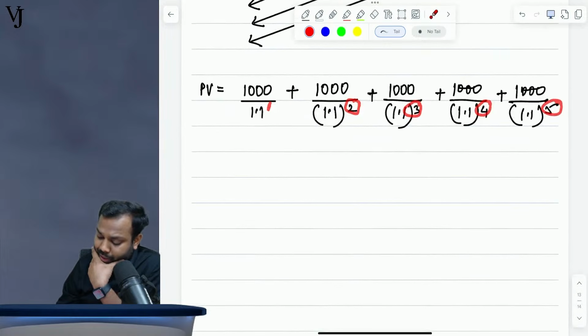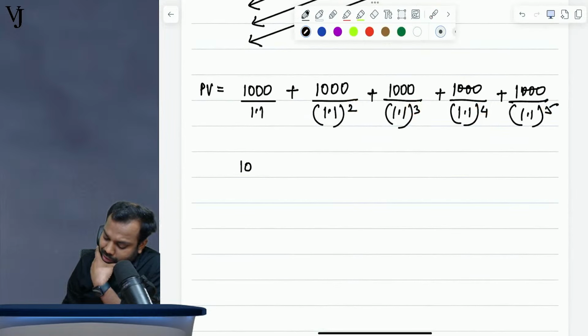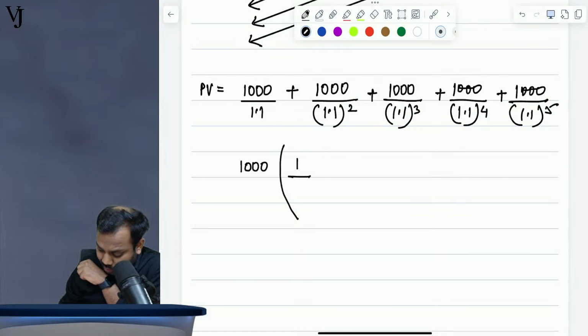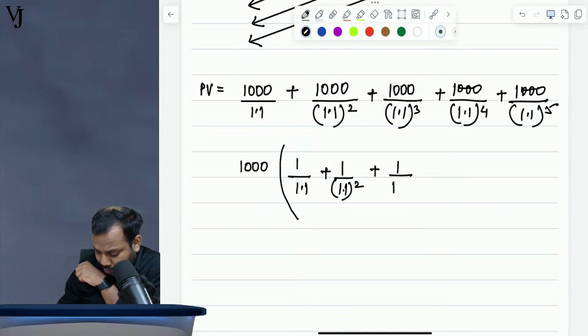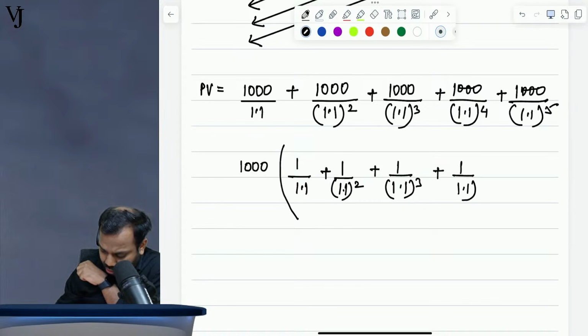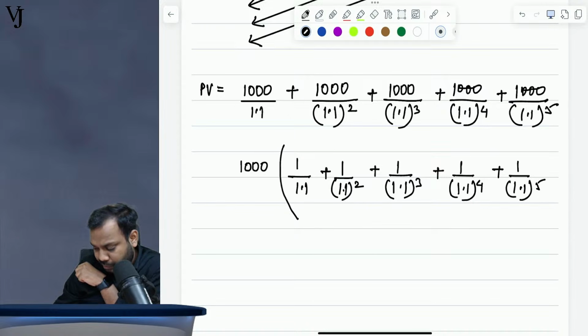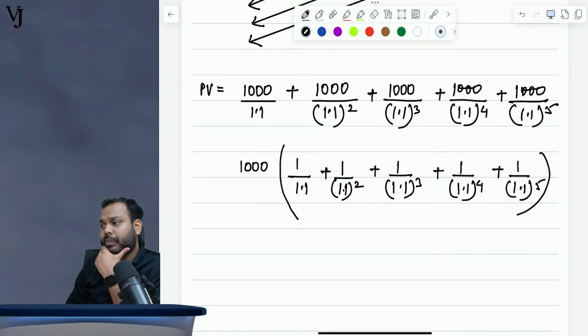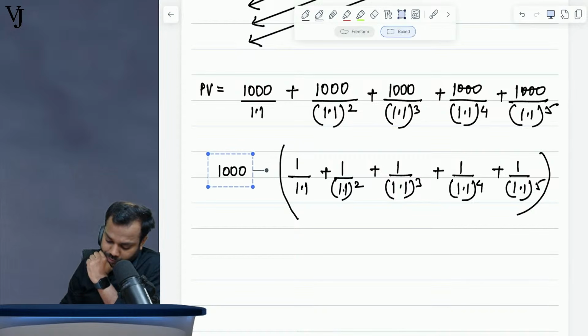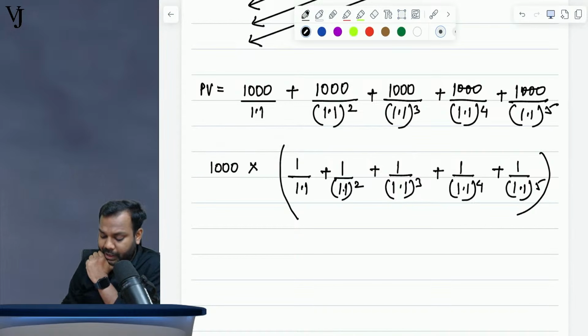Right? Now, can I say one thing? I will take 1000 as common, and can I write it this way? 1 divided by 1.1 plus 1 divided by 1.1 to the power square plus 1 divided by 1.1 to the power cube plus 1 divided by 1.1 to the power 4 plus 1 divided by 1.1 to the power 5. Can I do it this way? 1000 multiplied by.